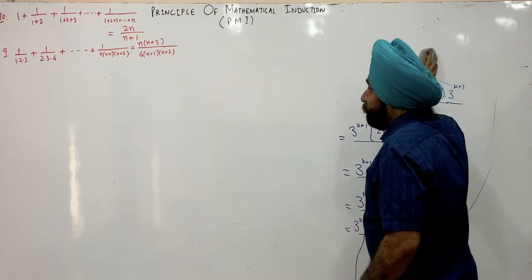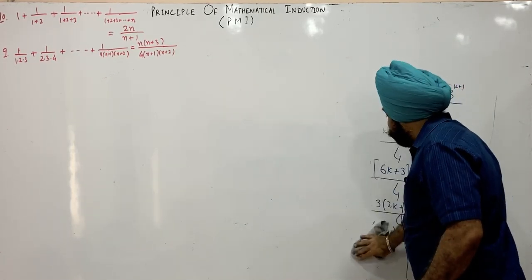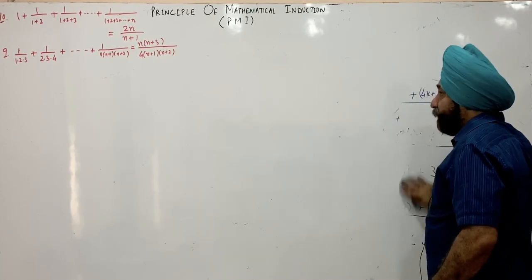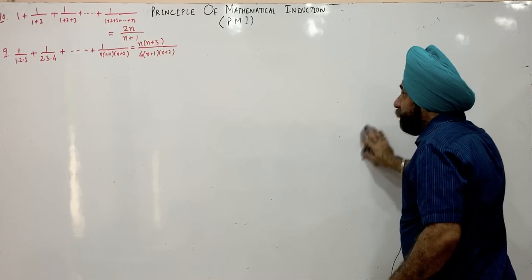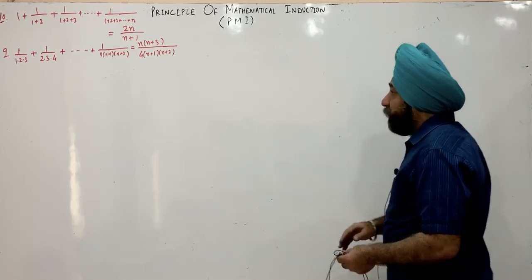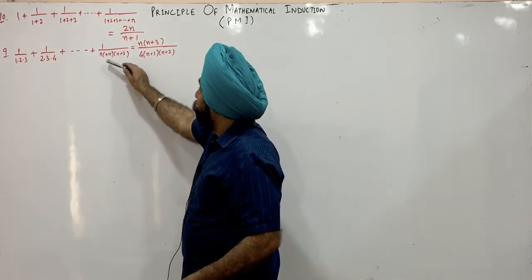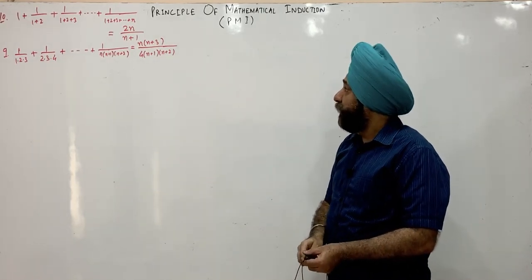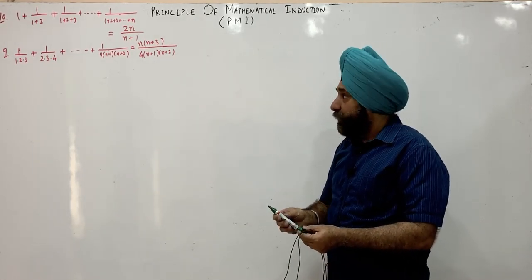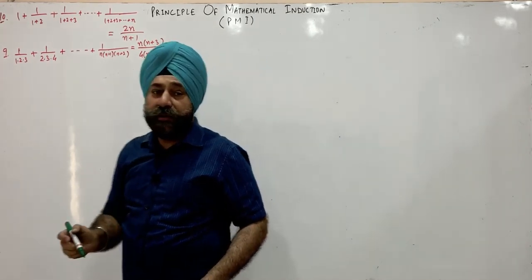Coming to the next question, we have 1 upon 1 into 2 into 3 plus 1 upon 2 into 3 into 4 and so on up to 1 upon n into (n plus 1) into (n plus 2). We have to prove this is equal to n into (n plus 3) upon 4 into (n plus 1) into (n plus 2).